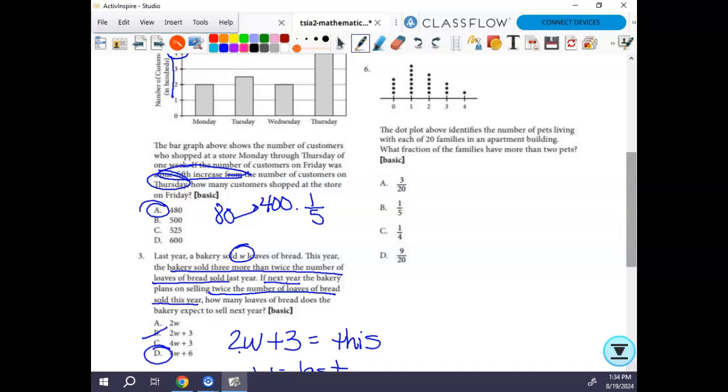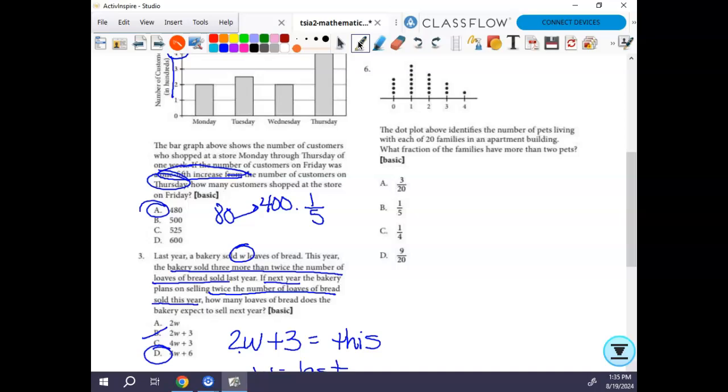Okay. All right, so the dot plot. Do we even know how to read a dot plot? These are kind of weird. But that means that we have this data, and the answer to the data is either 0, 1, 2, 3, or 4. So I have 4 zeros. I have 1, 2, 3, 4, 5, 6, 7 ones, and so forth and so on. The dot plot above identifies the number of pets living with each of 20 families. So one pet, like 1, 2, 3, 4, 5, 6, 7. So 7 families have 1 pet. That's what this means, in case you're wondering what these weird statistics looking things mean.